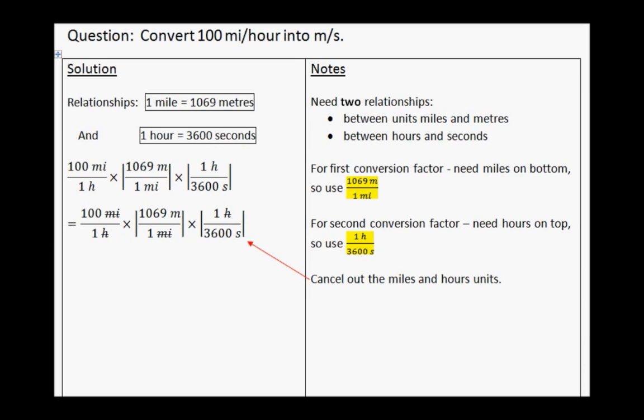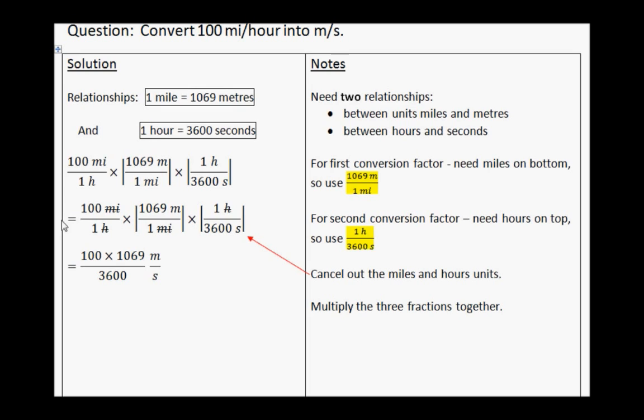So now all that's left is to carry out the multiplication with these three fractions. The multiplication is going to be 100 times 1,069 times 1 on the top. So I don't need to put the 1 in. It'll be 100 times 1,069 on the top, and 1 times 1 times 3,600, which just gives 3,600 on the bottom. And I put the meters and seconds in separately, because I know meters is going to be on the top and seconds is going to be on the bottom because of the canceling.